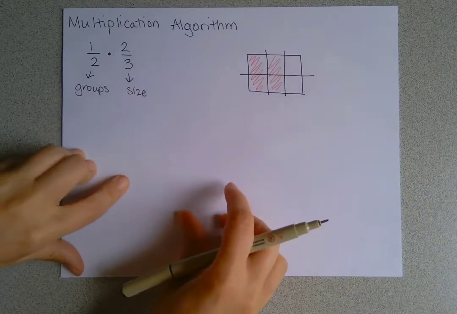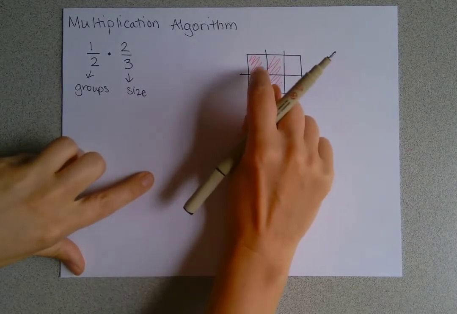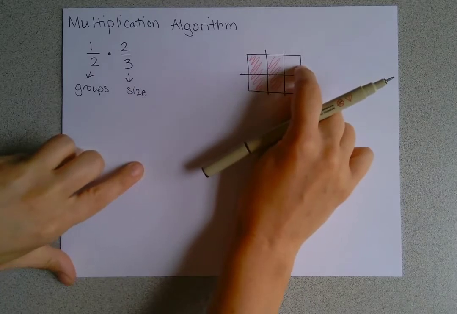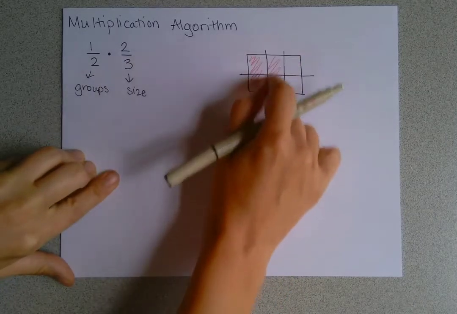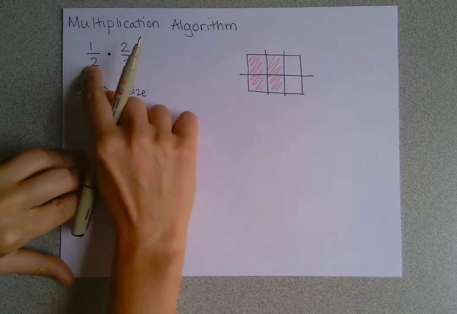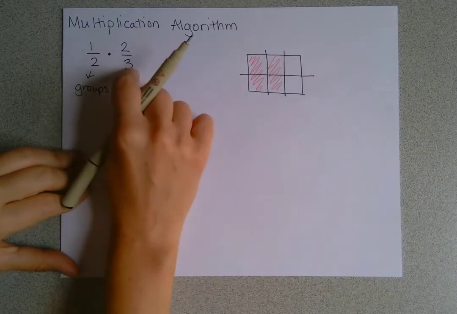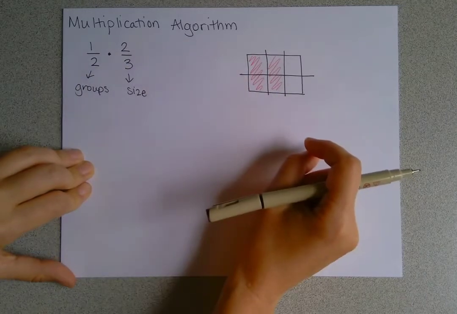So now what happened to my denominator here? Now, instead of my size being 3, my size is 6 total. And that came from my original 3 lines here, multiplied by my new 2 lines to cut it in half. So my denominator becomes 2 times 3, which is 6.